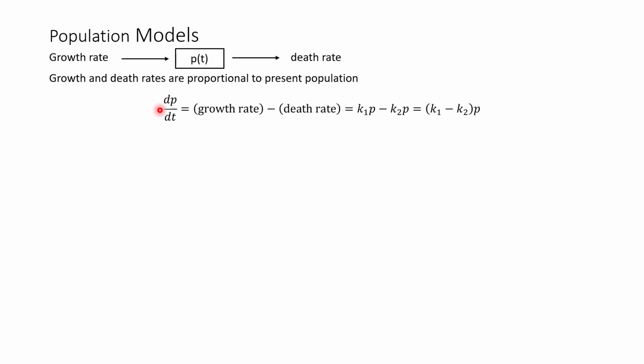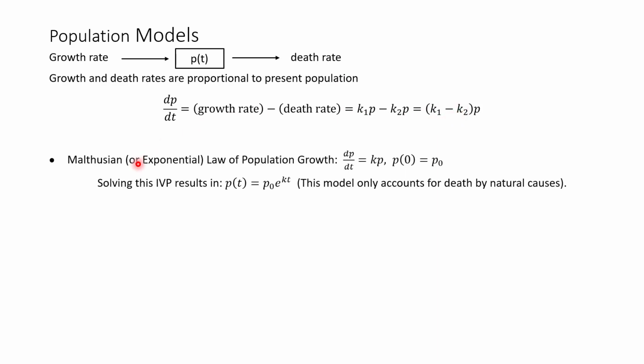The rate of change, or derivative of population with respect to time, is growth rate minus death rate. And k sub 1 and k sub 2 are constants of proportionality at the present time that the population was observed. And so you can just group those together and call those k. And so we have a model here. It's called the Malthusian or exponential law of population growth.